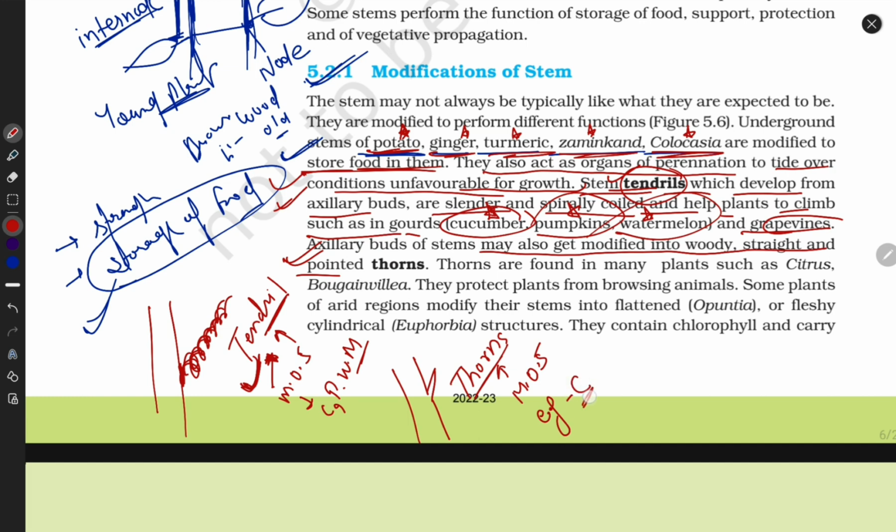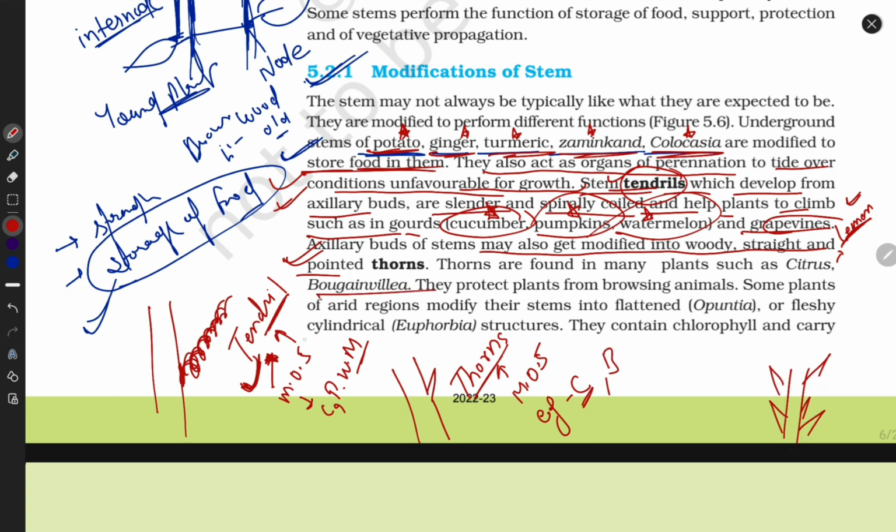Example is citrus. Means orange, means lemon. Citrus means lemon. Example is in the citrus family, there are bitter in taste strawberry. Lemon is one of the most examples because they have stem and they have spine. We call it as thorns.